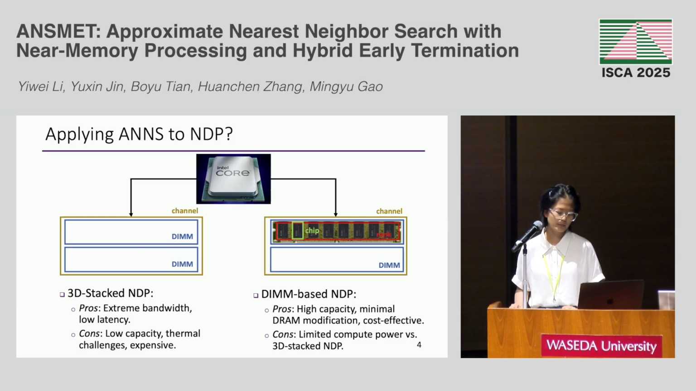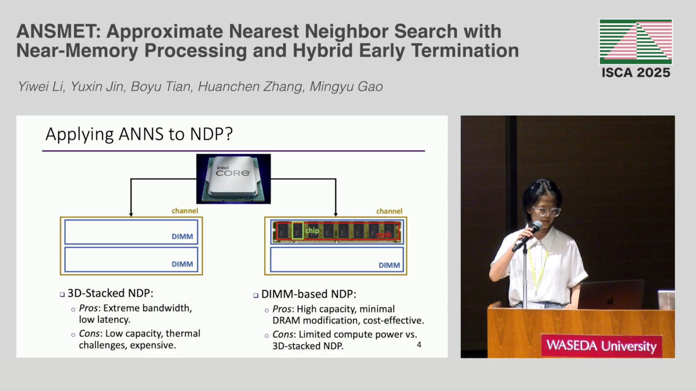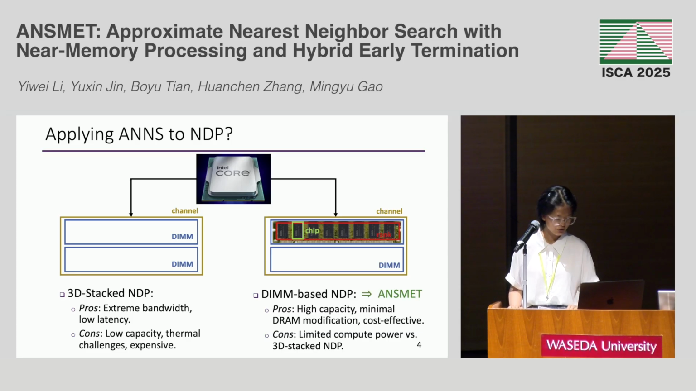So when talking about the first problem, the memory-bound problem, applying ANS to near data processing hardware came to us first. There are two major NDP types. 3D stacked NDP offers extremely high bandwidth, but currently faces limitations in capacity due to the challenges of die stacking and thermal management. Compared to 3D stacked NDP, DIMM-based NDP incurs small modifications to the commodity DRAM architecture and can also support large capacity. Finally, we chose the DIMM-based NDP architecture for ANSMET.